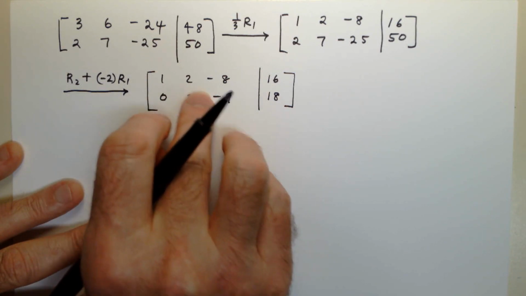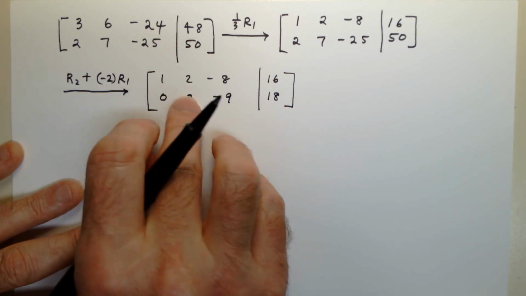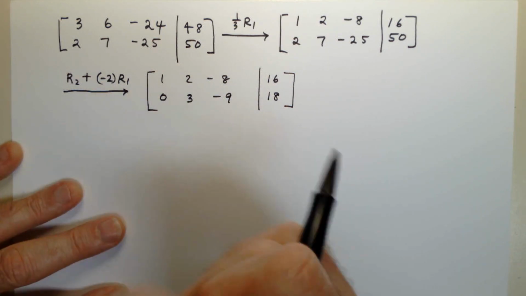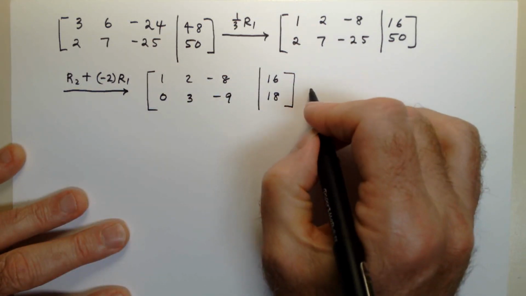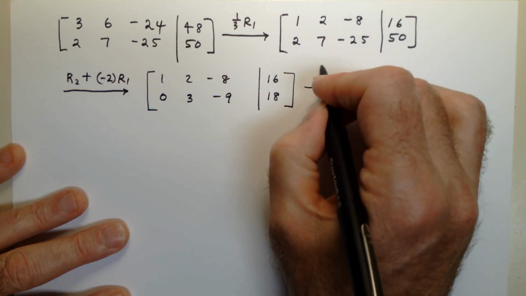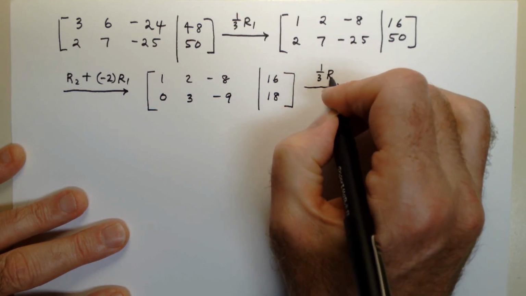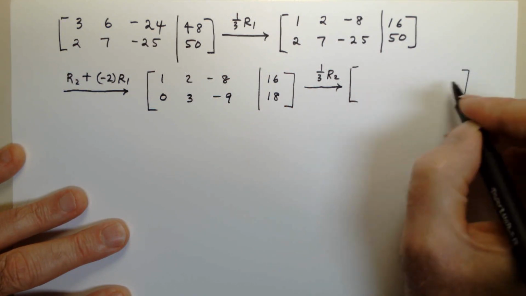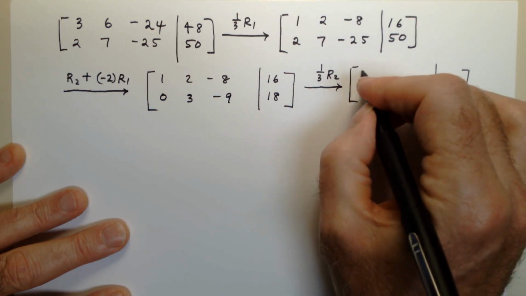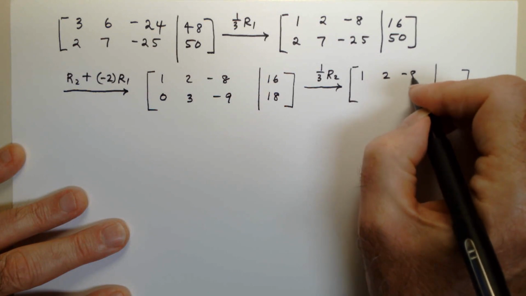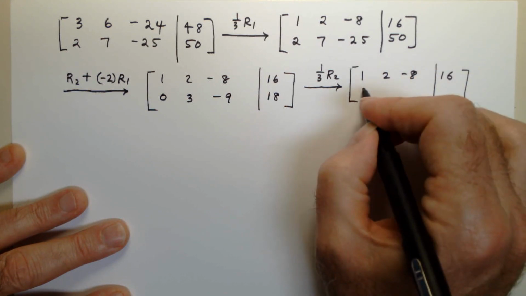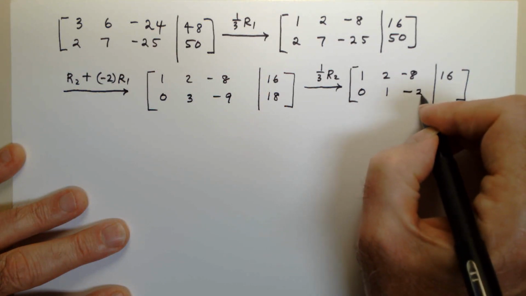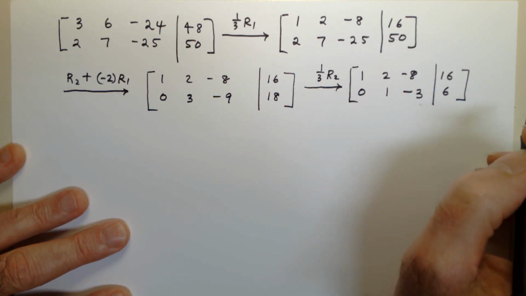Now I want to move down to row 2. I meet up with this 3. That's going to be the leading entry in row 2. I'm going to turn that into a 1 by scaling. So I'm going to do a type 2 operation here. I'm going to take 1/3 of row 2. So this one's not changing. I'm scaling by 1/3, so I'm going to get 0, 1, -3, and 6.